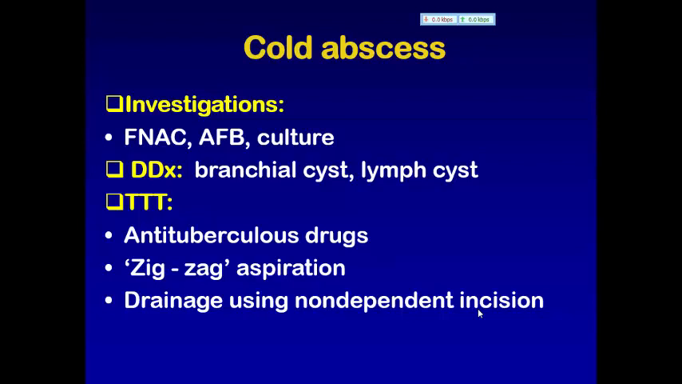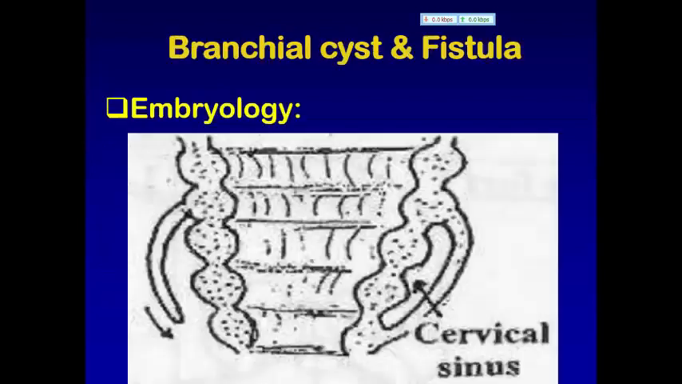Here we avoid dependent drainage, because if we drain in a dependent position, this will encourage the formation of sinus. So we drain a cold abscess in a non-dependent area. Now I will talk about one of the other common pathologies that affect the neck, which is branchial cyst and fistula.